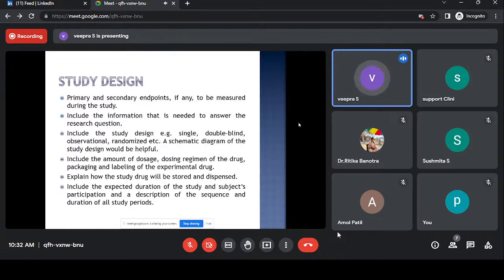After this it will contain the study design. We already studied the different types of study design. Can you say some examples, what are the different types of study design? Anyone? There are different types of study design we use in a trial. Anyone?